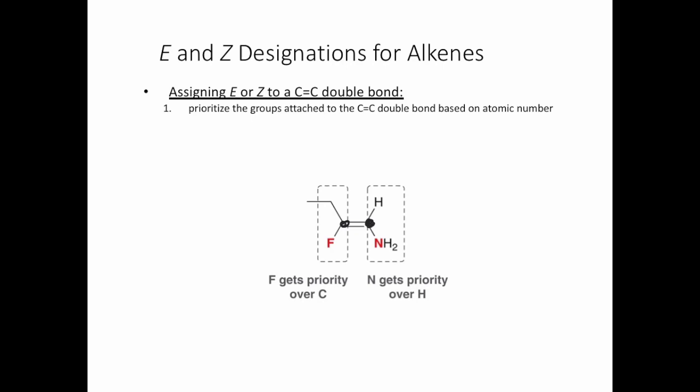So for this carbon on the right, when we go one atom out, nitrogen has a higher atomic number than hydrogen, so this group we consider to be high priority, this group we consider to be low priority. When we look at this carbon on the left, we've got fluorine versus carbon, one atom out. Fluorine has a higher atomic number than carbon, so fluorine is the high priority group, and the ethyl here is the low priority group.